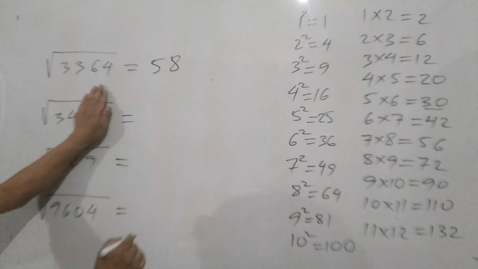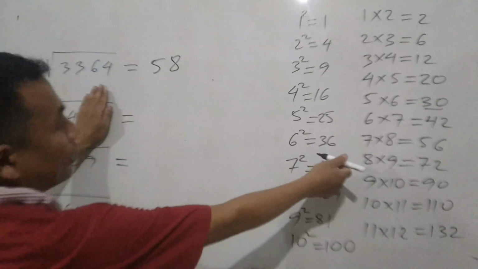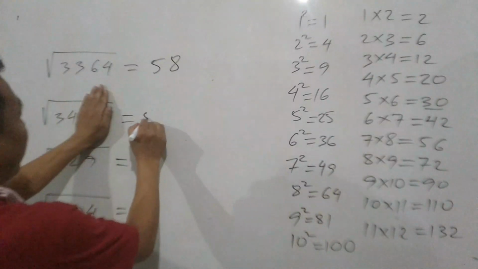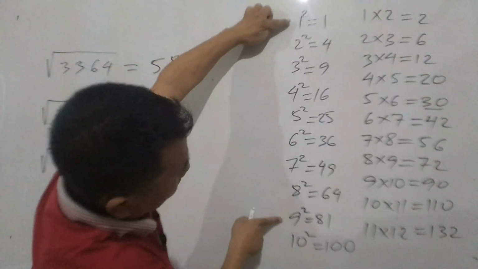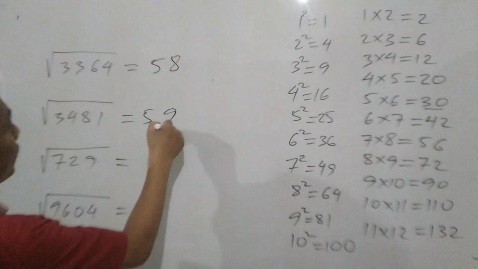Next, 34. 34 lies here. Again, 5 times 6 is 30. Bigger, unit digit 1. The bigger number is 9. 9 squared.